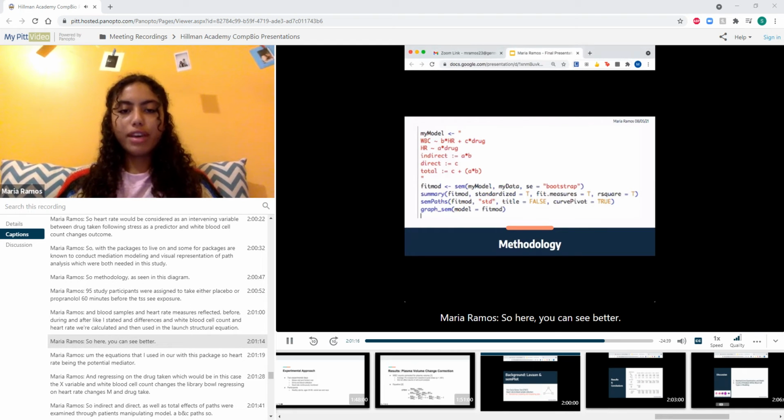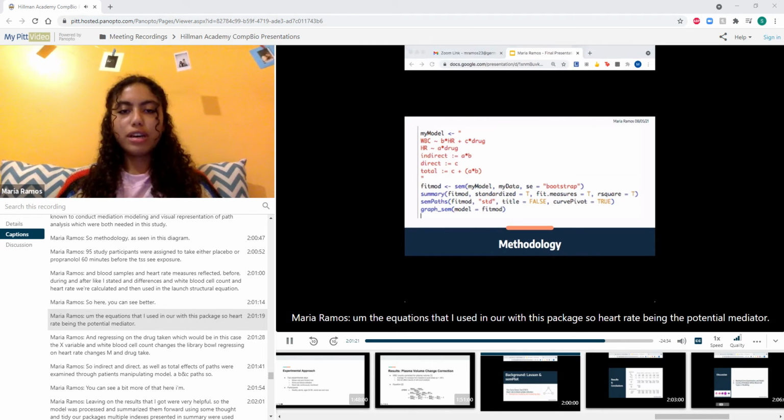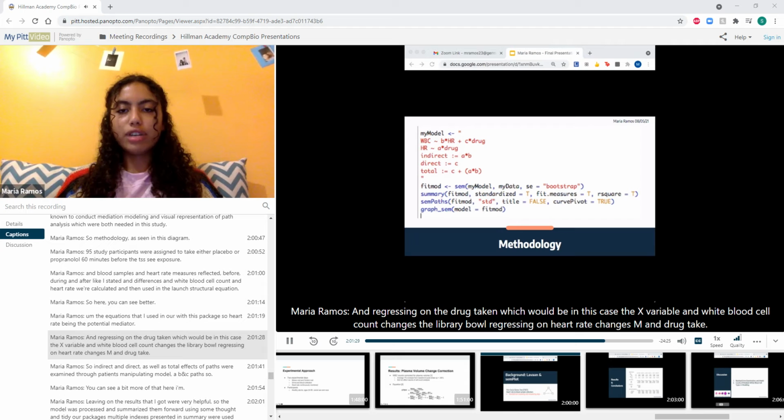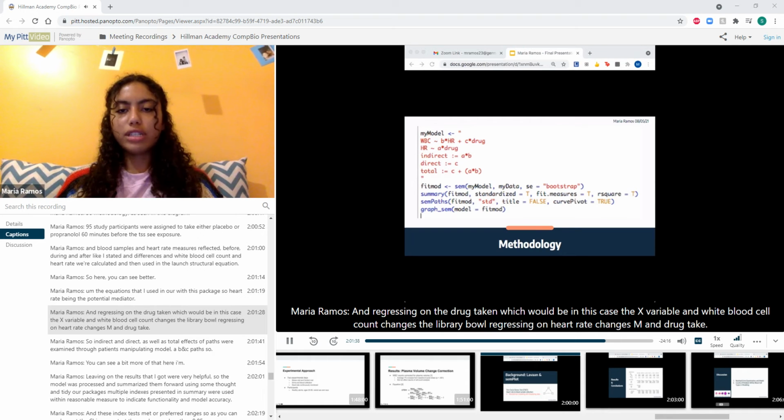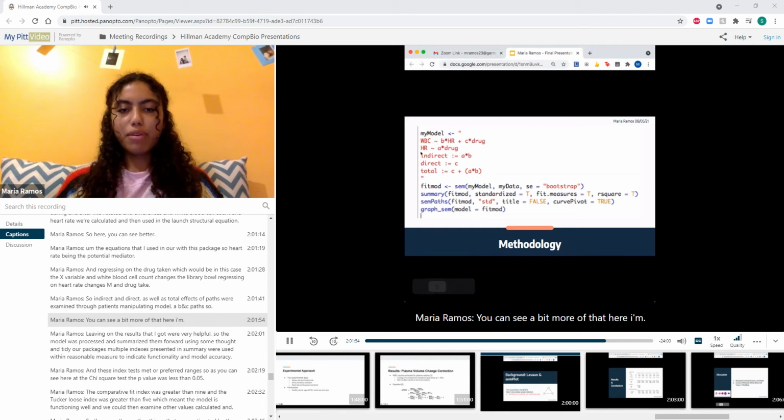So here you can see better the equations that I used in R with this package. Heart rate, being the potential mediator M, is regressed on the drug taken, which in this case is the X variable, and white blood cell count changes, the Y variable, is regressed on heart rate changes, M, and drug taken. Indirect, direct, and total effects of paths were examined through equations manipulating model paths A, B, and C. You can see a bit more of that here.